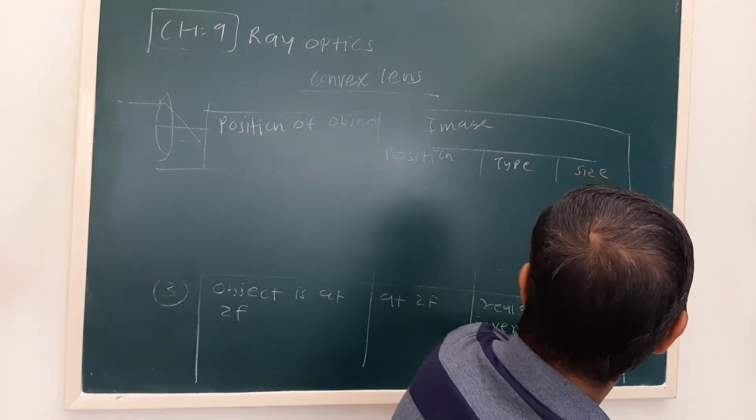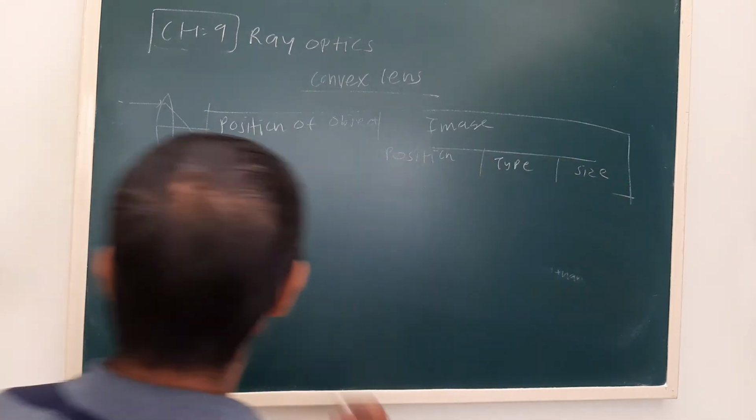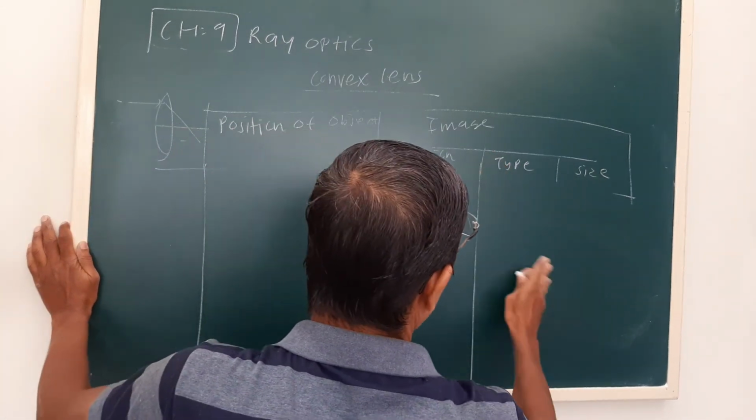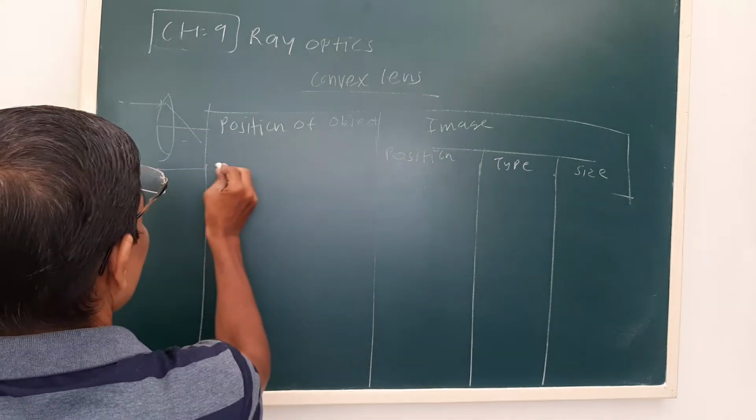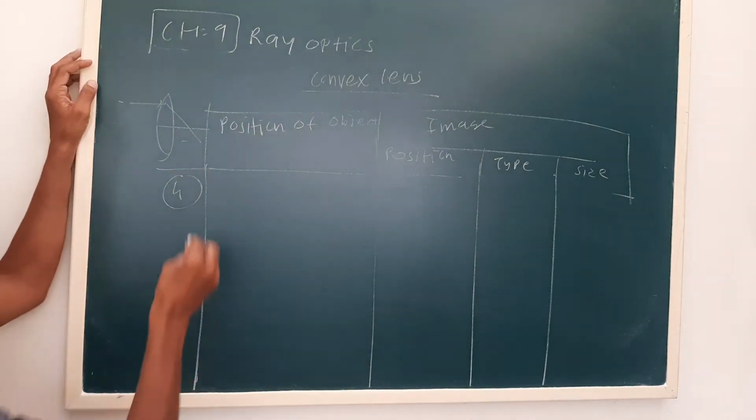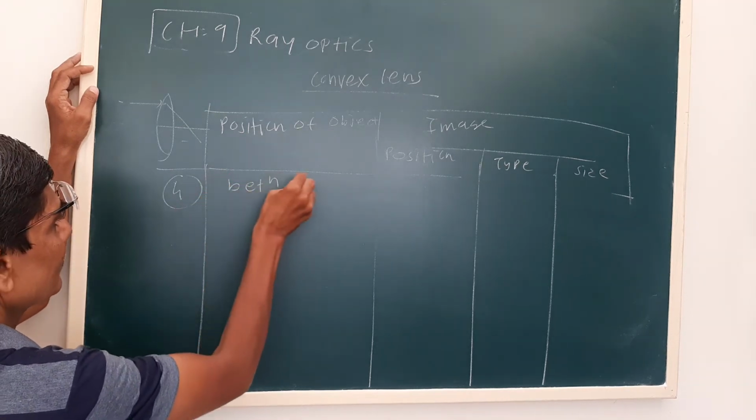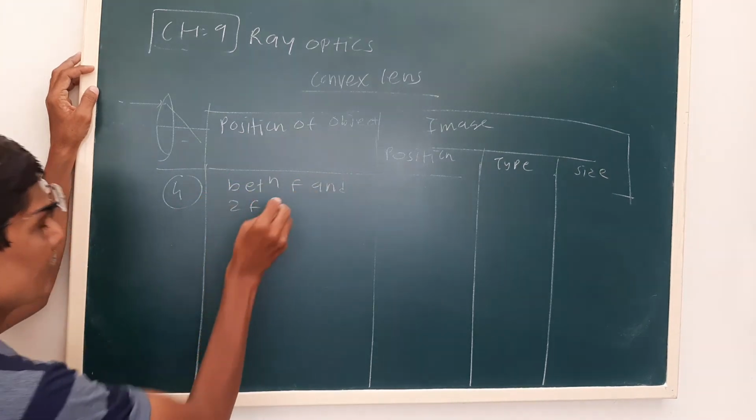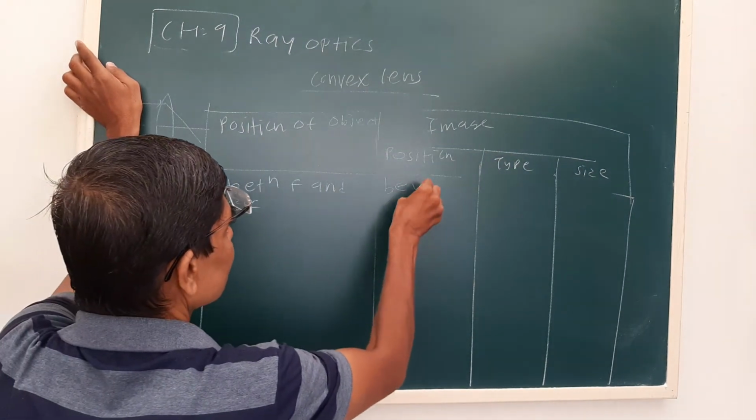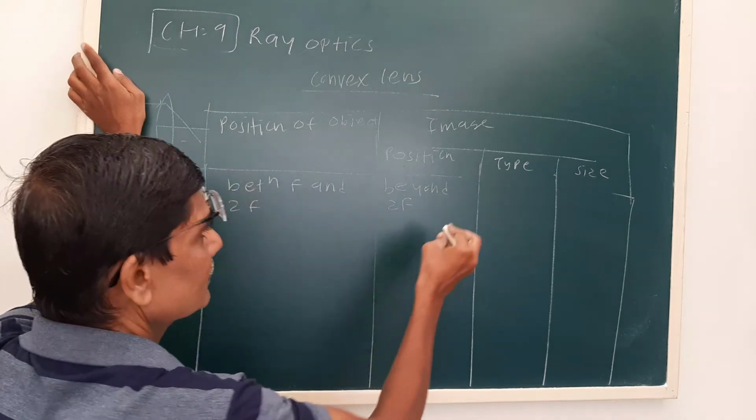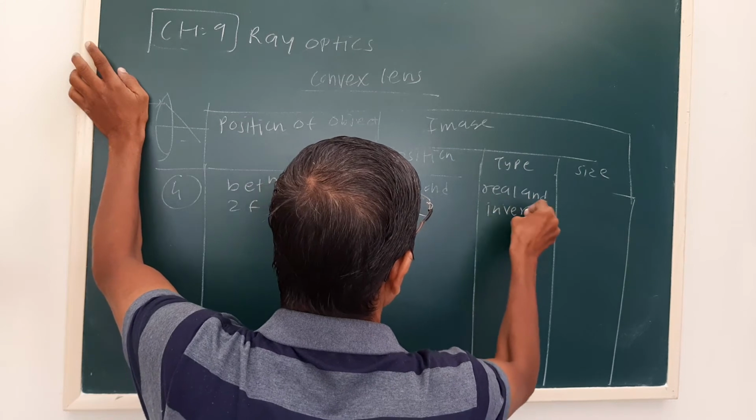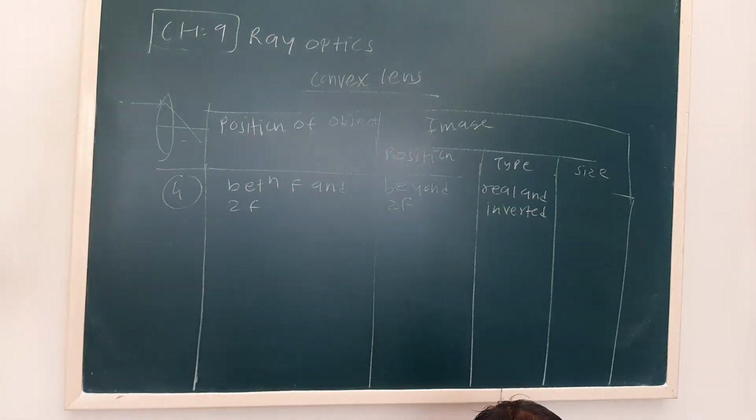Next, one thing we have to keep in mind: as the object moves towards the lens, the image will move away from the lens. Now fourth, the object is between F and 2F. The image will be formed beyond 2F. It will be real and inverted, and the image will be larger than the object.